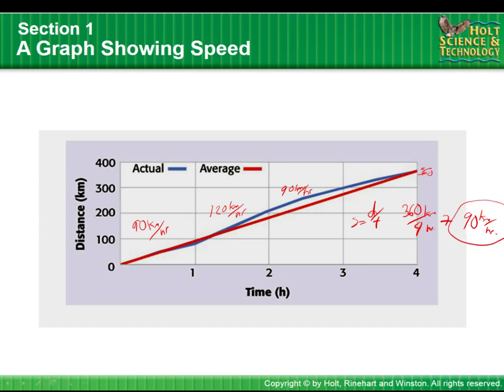Okay, so that's what that average speed formula is showing you. It wasn't constantly going 90 miles per hour. It was going slower and faster and slower, but it averaged out to 90 kilometers per hour. So that's what that formula is trying to show you.